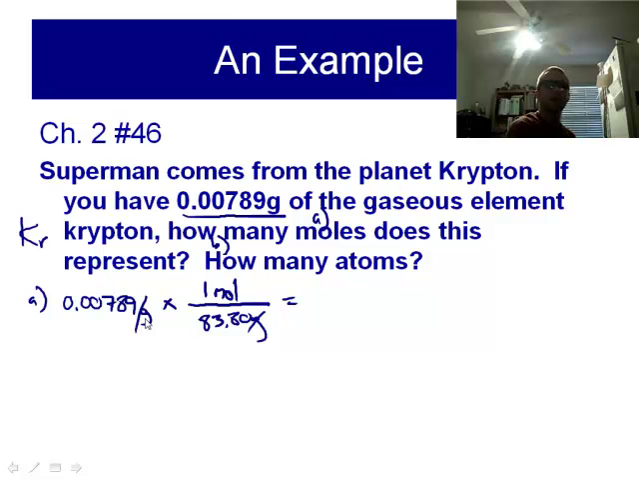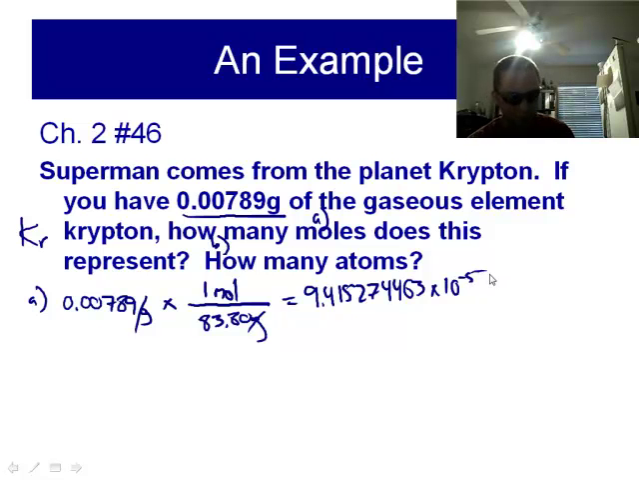Okay, if I do the multiplication and division on my calculator, 0.00789 times 1 divided by 83.80. Okay, I'm going to get this answer right here: 9.41527446 times 10 to the minus 5th power. Okay, but it wouldn't make any sense to report my answer like that because I don't actually know this accurately.